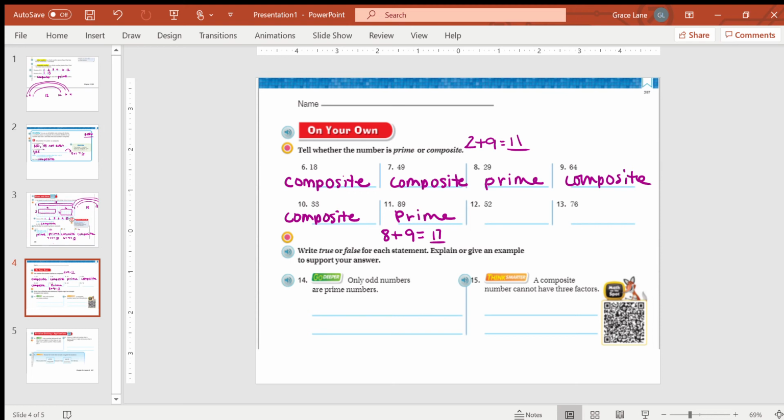52, even though I don't know any basic facts, it's an even number, which means it can be divided by 2. So that means it's composite. And then 76 is also even, so it can be divided by 2. So that means 2 must also be a factor.